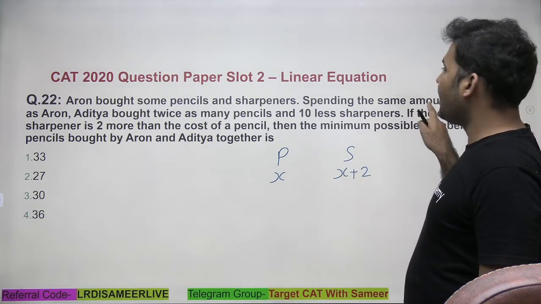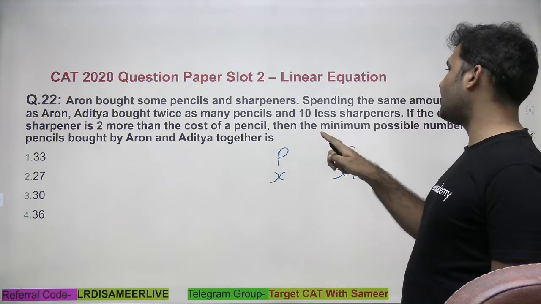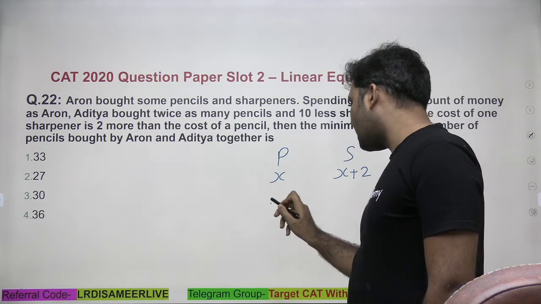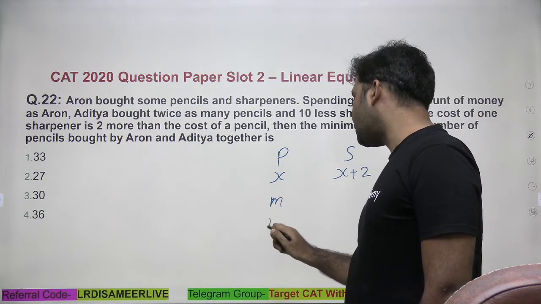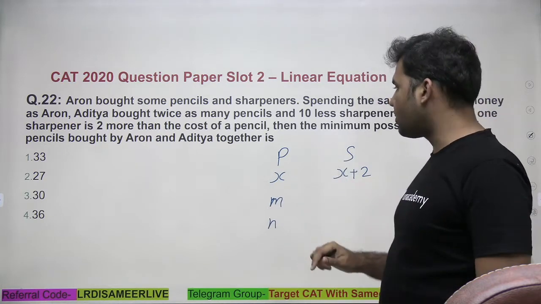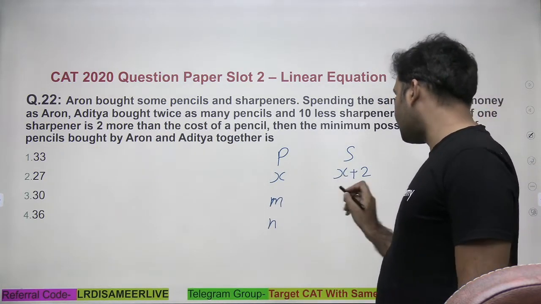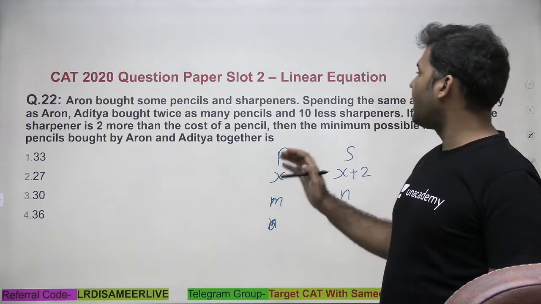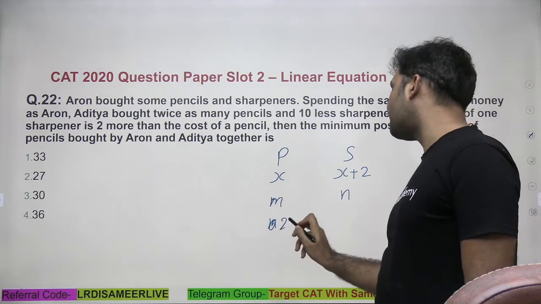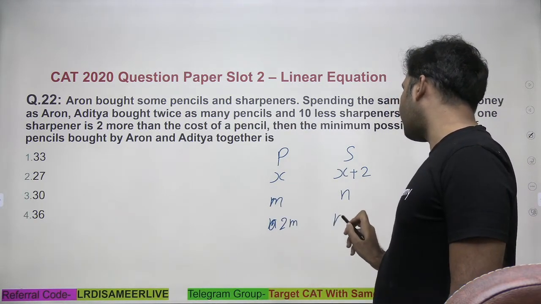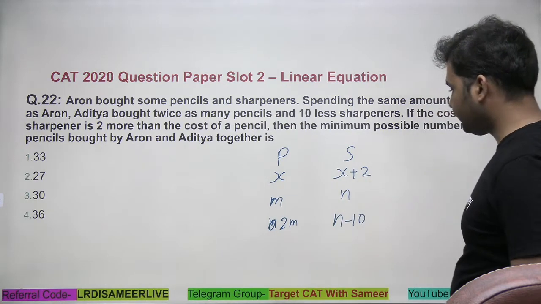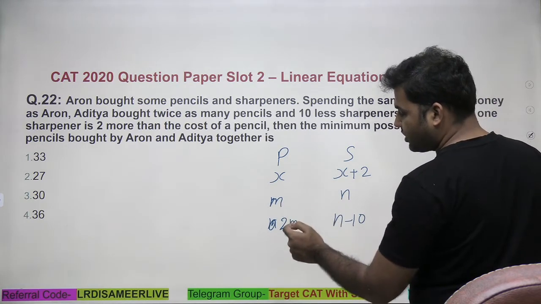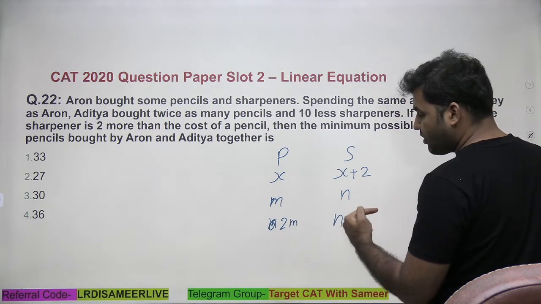Also, it is given that they spend the same amount of money. That means if Arun is purchasing M pencils and N sharpeners, then Aditya, spending the same amount of money, is buying twice as many pencils, that means 2 times M, and 10 fewer sharpeners, that means N minus 10. Now you can see that Aditya is purchasing M extra pencils by decreasing the number of sharpeners by 10.